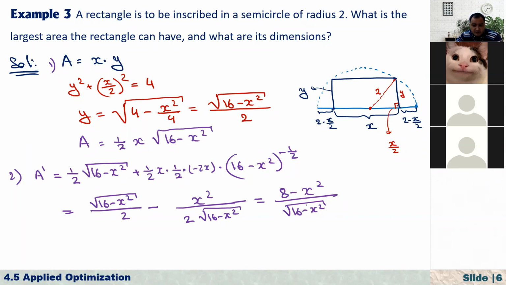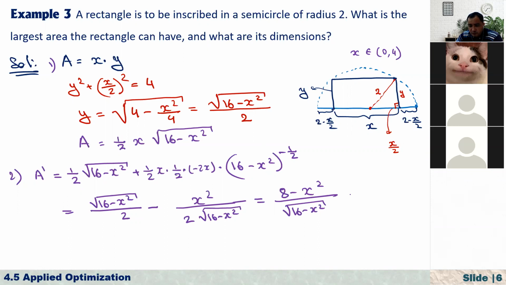When it is not defined, the denominator must be equal to 0, when x equals plus minus 4. But what is the domain of this function? X cannot be greater than 4, so it is between 0 and 4. Maximum it can be 4, but even it cannot be 4. Since it cannot be 4, we are excluding this 4.